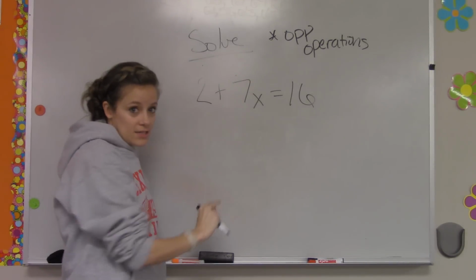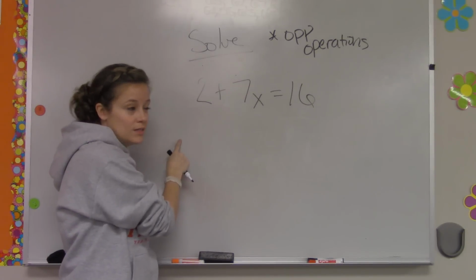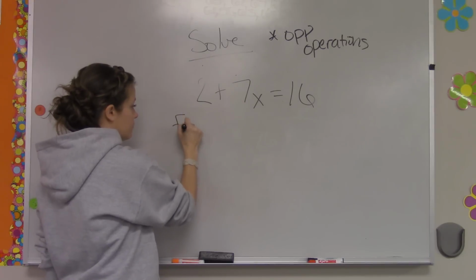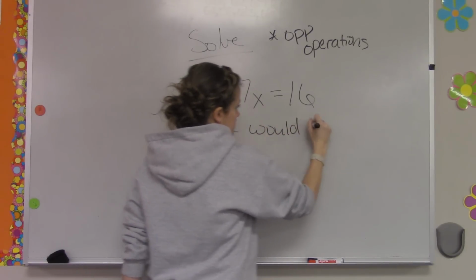I know that 7 and x look like they're best friends because they're right next to each other, so I'm going to move the 2 first. It's a positive 2, so to move it to the other side, I'd have to do the opposite, I would have to subtract. So you could say, first, I would subtract.